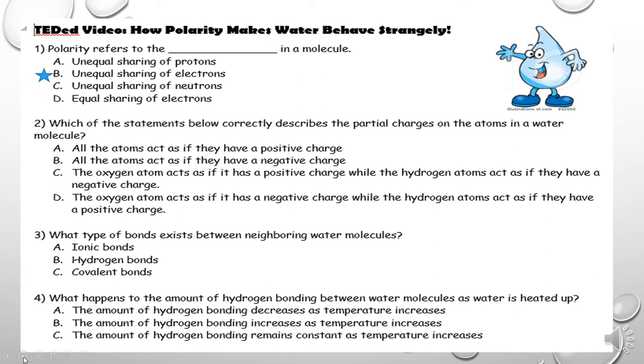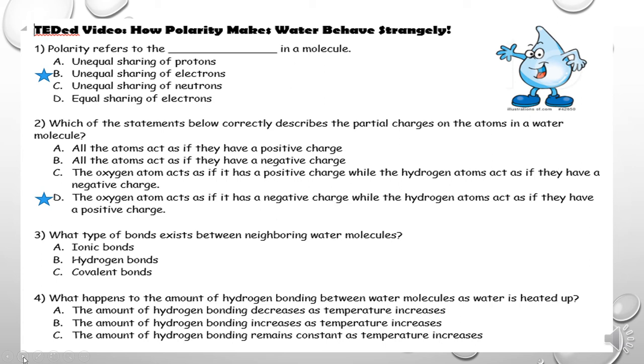So with the first question, polarity is the unequal sharing. It's still sharing, it is still covalent, it's just a type of covalent bond where they are not shared equally, which leads to those partial charges. Question 2, the oxygen acts as if it has a negative charge, and the hydrogen atoms act as if they have a positive charge. So due to the unequal sharing, the electrons are closer to the oxygen, causing that partial negative charge. Since the electrons are further away from the hydrogens, they act as if they have a partial positive.